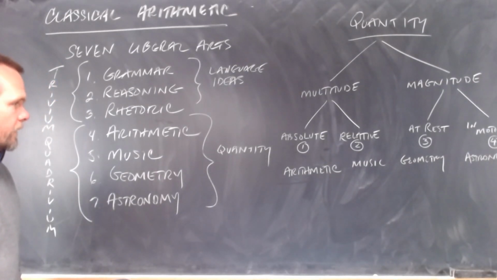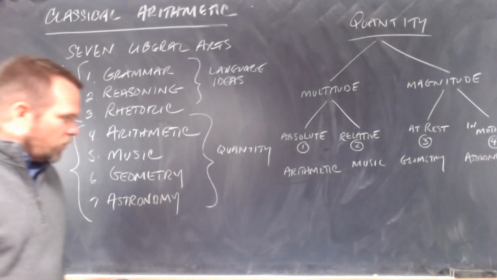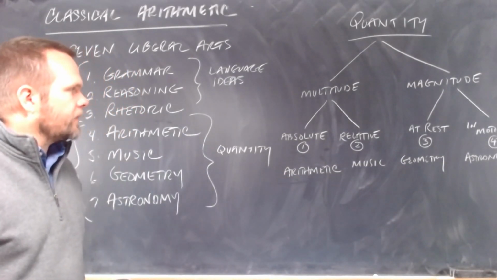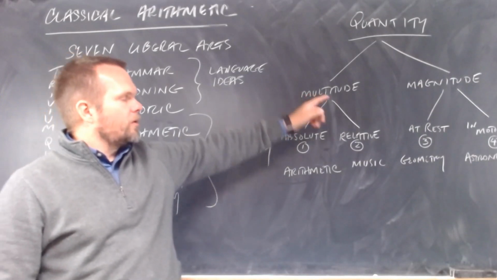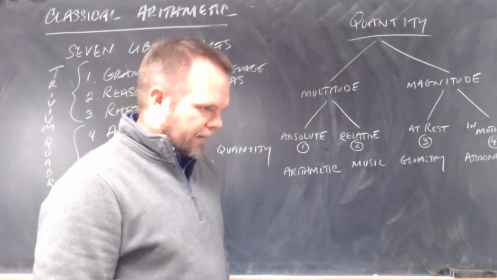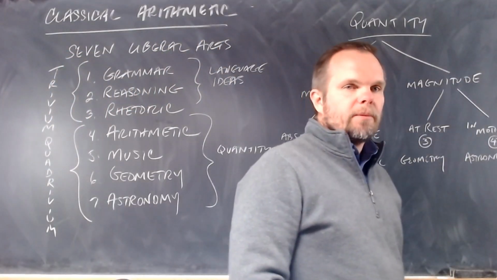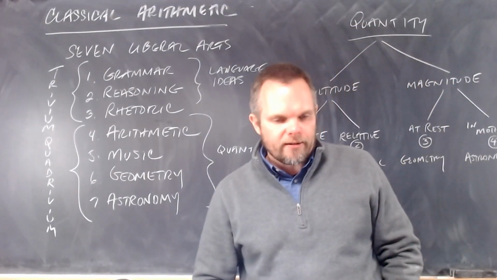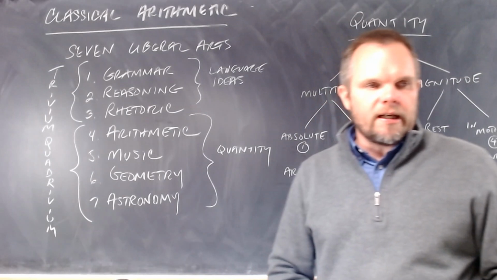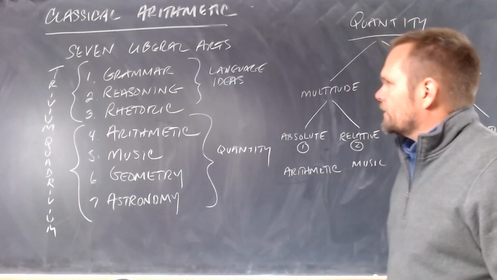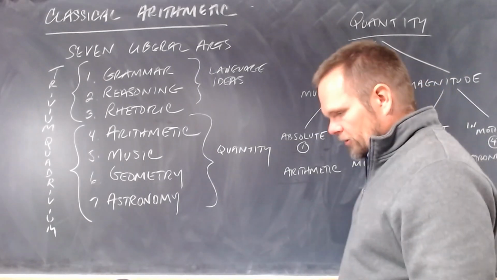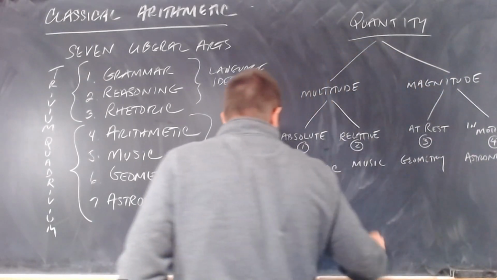Okay? In this course, we're going to study classical arithmetic, the study of absolute multitude. I'm not going to talk about what that is because we're going to study it in this book. We're going to get right into it, so I don't need to spend too much time introducing. That's what I wanted to provide as an introduction, just to show you where arithmetic is.